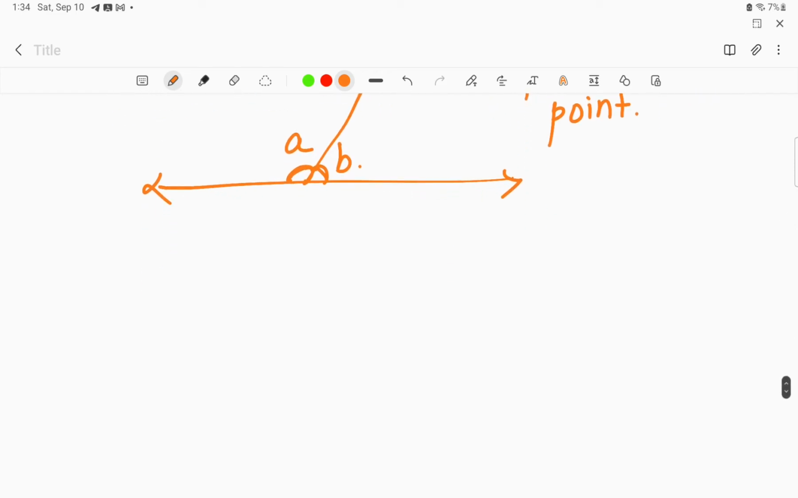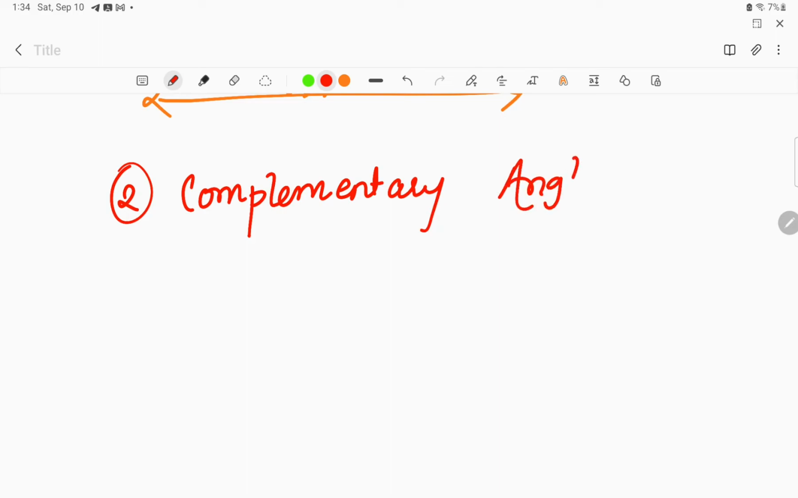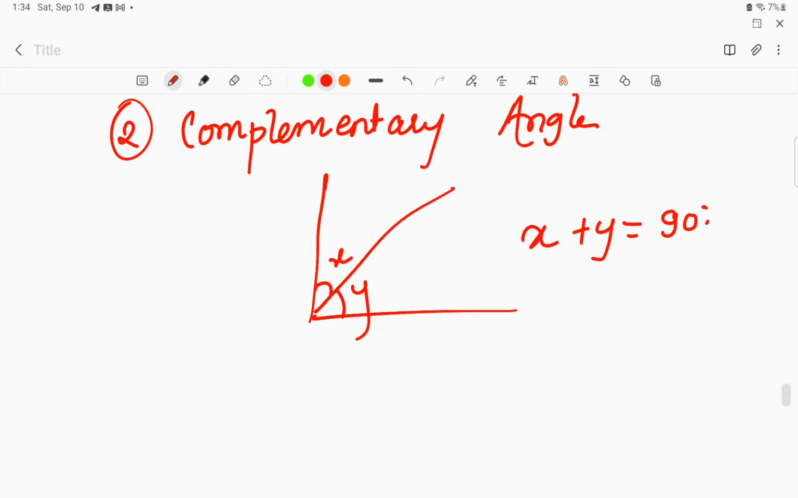The second term that we will discuss here is the complementary angles. What complementary angles are is something that we have already seen. Once again, if we denote the complementary angles, let us check it out. For example, this is x, this is y. So basically x plus y is equal to 90 degrees. That is angle x plus angle y is equal to 90 degrees. This is how we denote it.